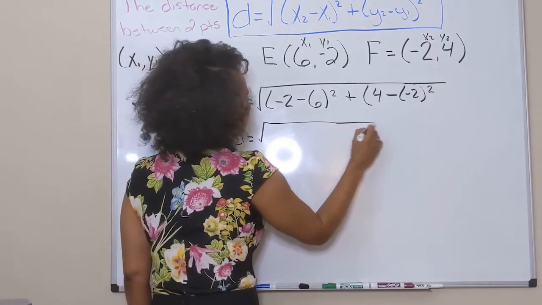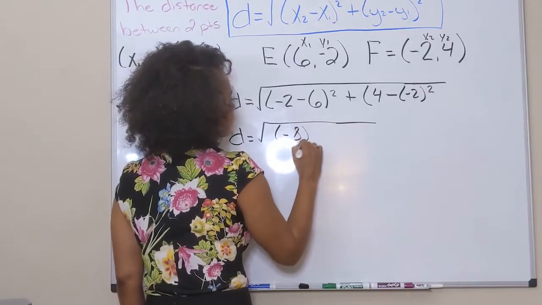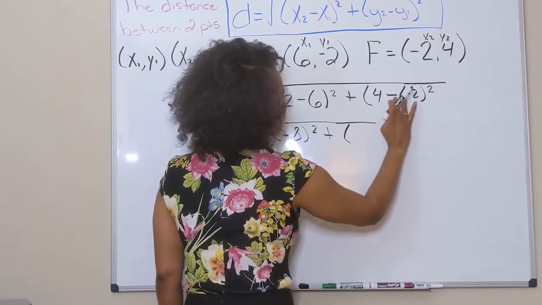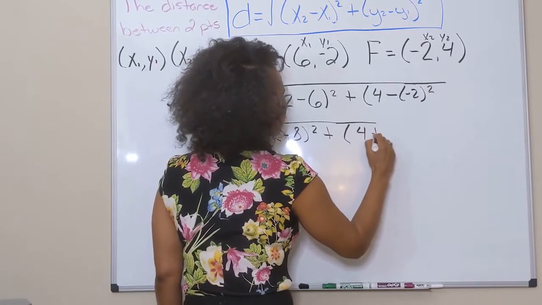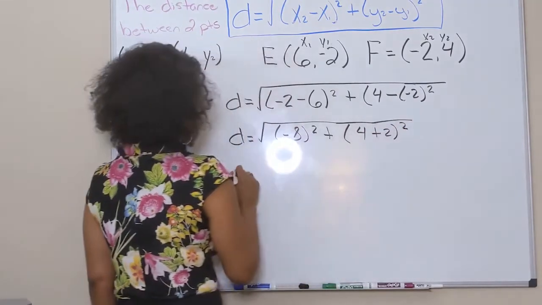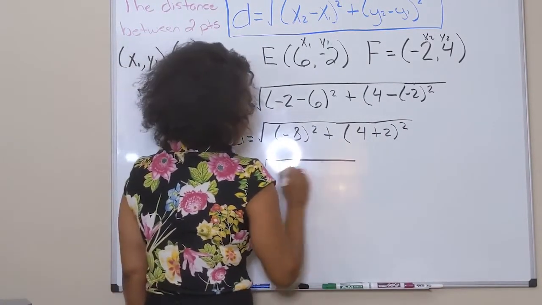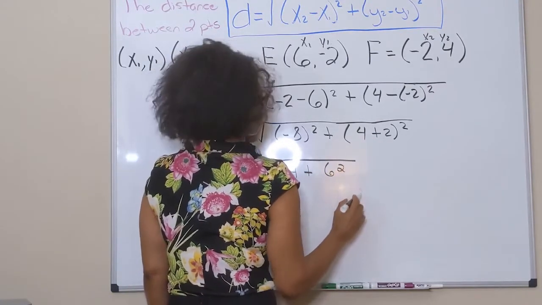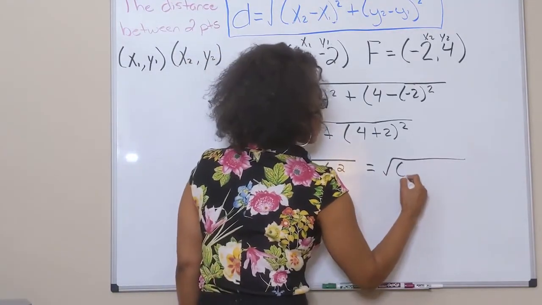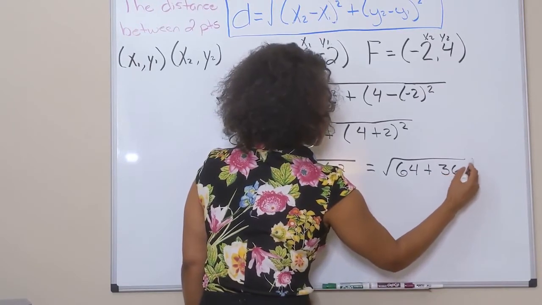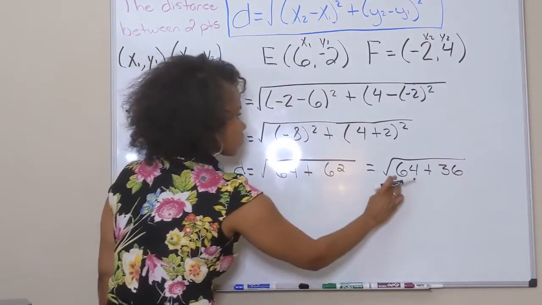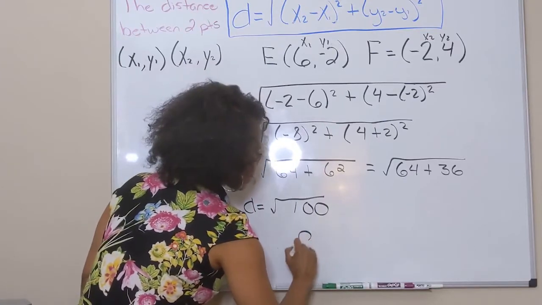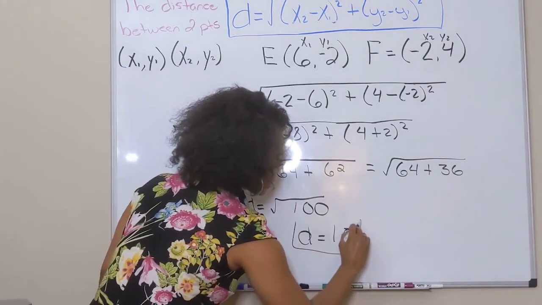Simplifying even more, negative 2 minus 6 gives me a negative 8, and I bring down that squared, plus I have 4 minus negative 2, so a double negative that will make me add, so that's 4 plus 2, because I have minus a negative, and of course I bring down my squared. And bringing down that square root, simplifying negative 8 squared, 64, 4 plus 2 is 6, and 64 plus 36, because I got 6 squared and I got 36, and 64 plus 36 gives me a 100. That is a perfect square, and so I get 10 for my answer.